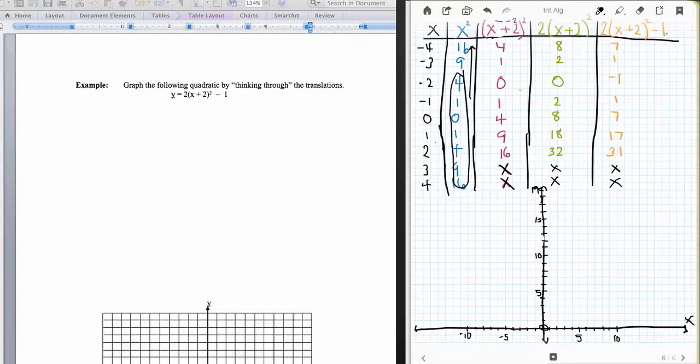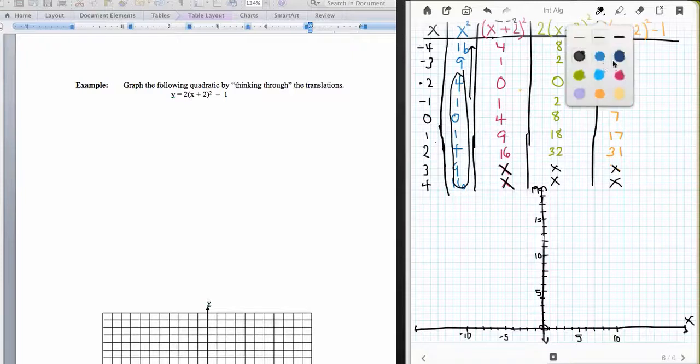And now finally I'm going to do my vertical shift. And notice this one is a -1, so I'm going to subtract 1 from 8. 8 minus 1 is 7. 2 minus 1 is 1. 0 minus 1 is -1. 2 minus 1 is 1. 8 minus 1 is 7. 18 minus 1 is 17. And 32 minus 1 is 31.